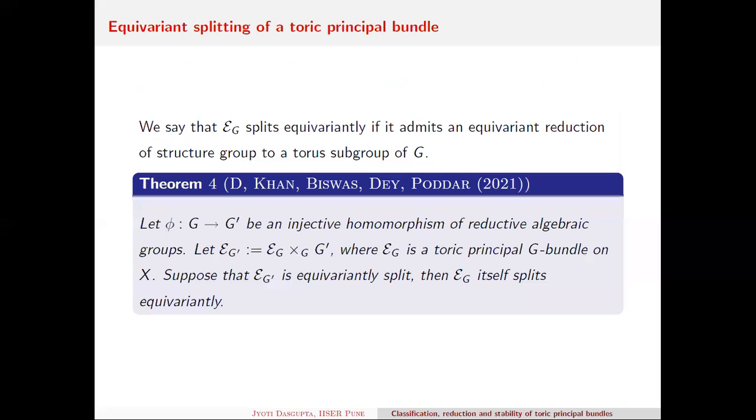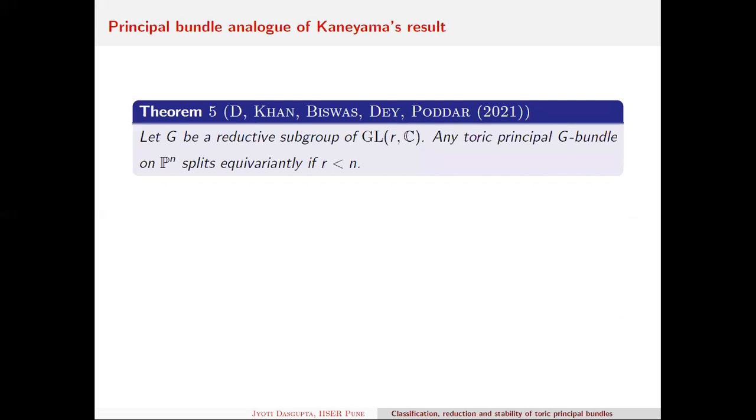So in this context, we have this result, which is: if we have an injective homomorphism of reductive groups G to G prime, and if you have a toric principal G bundle E_G over X, and we extend the structure group to G prime via the associated bundle construction. After extension, if the principal G prime bundle is equivariantly split, then the original bundle E_G also splits equivariantly.